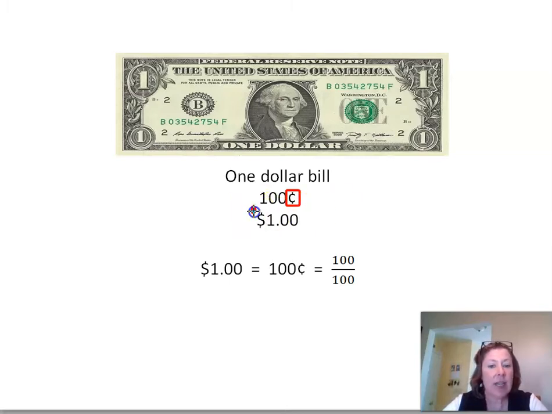If you use the dollar sign, it goes before the value and we represent it with a decimal point. So if you look here, $1 is equal to 100 cents, which the fraction would be 100/100ths. That's a tongue twister. And we know that 100/100ths is equal to 1 whole. And that's what we have here, 1 whole dollar.